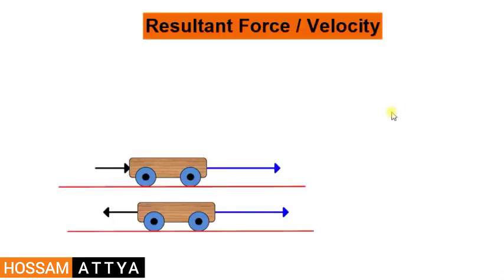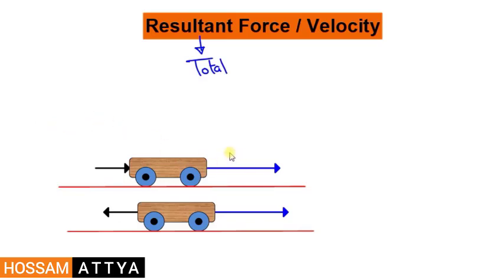Resultant force and velocity. Using the expression for force only is not that accurate, since most of the time we may have more than one force acting on the body. So we need to calculate the resultant or the total force acting. But since we are considering a vector quantity, we need to consider directions.